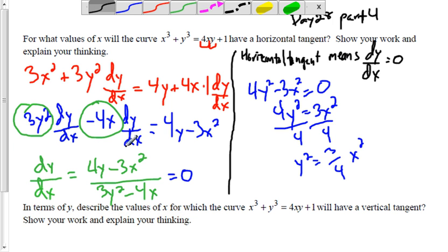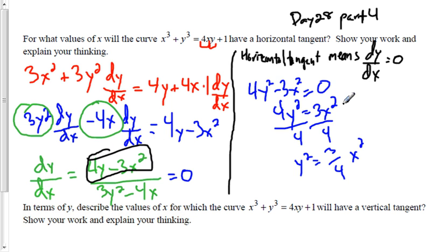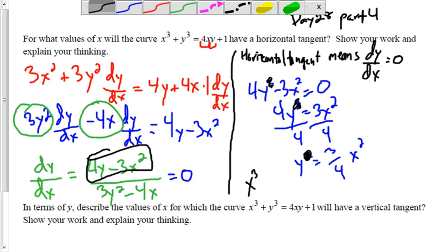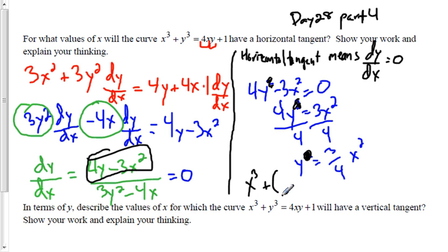Once again, my numerator is just 4y, so I've got to get rid of that squared. Okay, I'm sorry. So that's y equals 3/4 x squared. And now what I'm going to do is substitute that back into the original equation. So now let's put that into the original: x cubed plus y cubed, and I'm going to put in that 3/4 x squared, and then I have 4xy. Every place you see a y, I'm going to put in 3/4 x squared, and then plus 1.